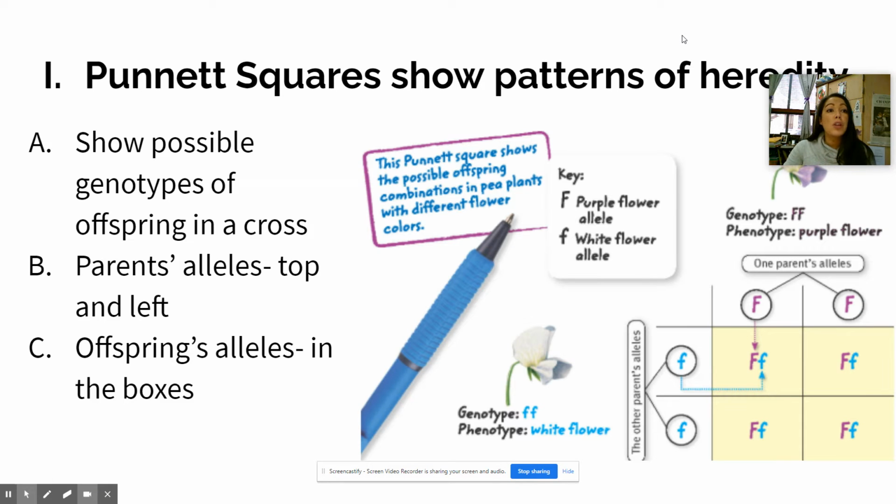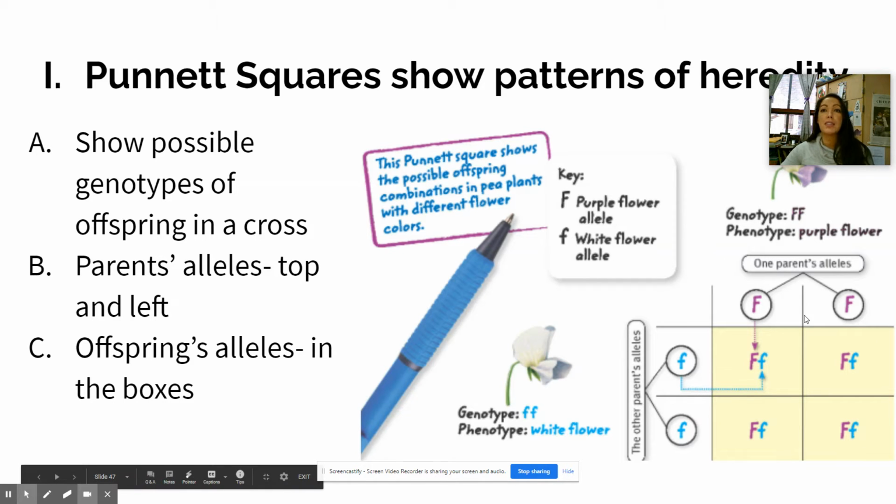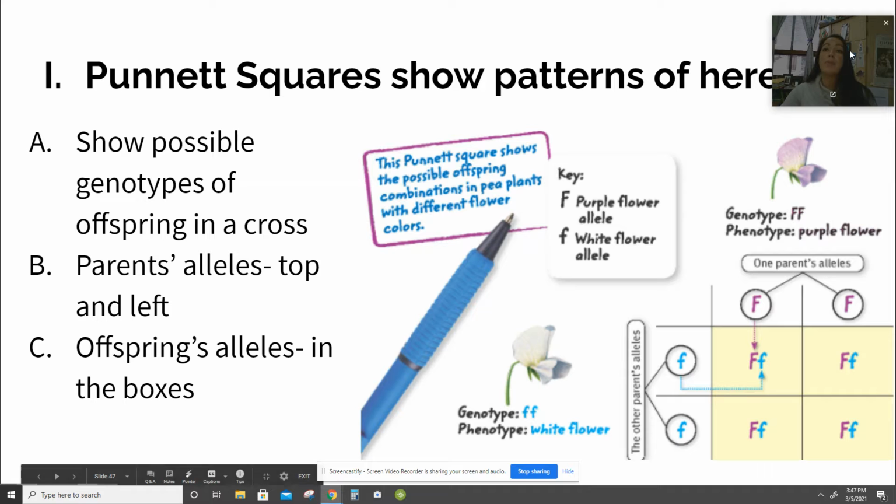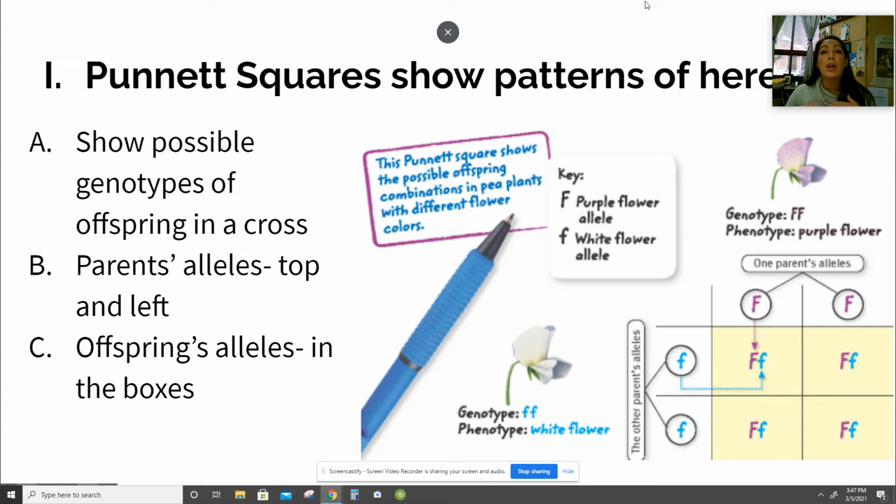Okay. So the point of a Punnett square, and a Punnett square is what you see down here, this is a screenshot from your book, is to show the pattern of heredity, to show the probability or the possibility of different offspring genotypes, which will then show us different offspring phenotype possibilities. The way a Punnett square is set up is that the parents' alleles are on the top and the left side of the Punnett square.